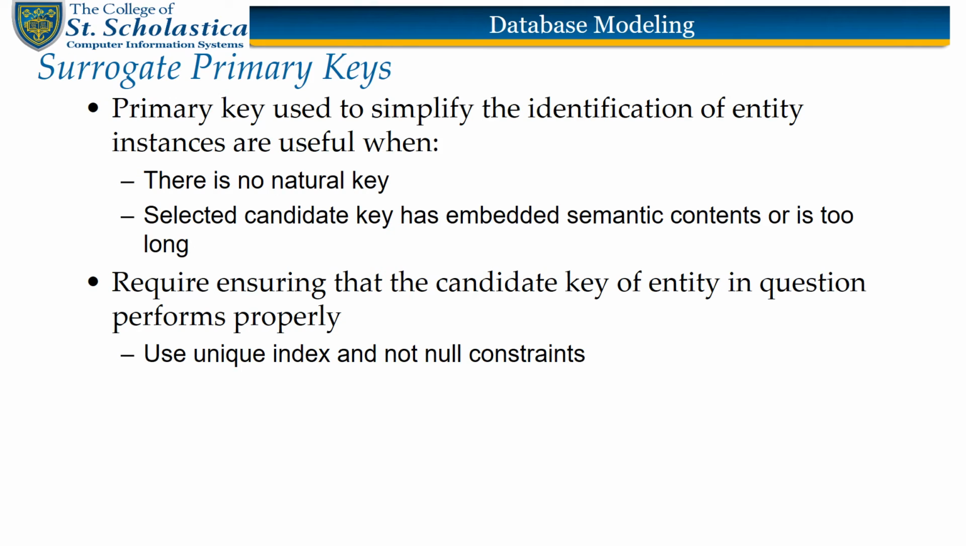In some cases, a primary key does not exist in the real world, or the existing natural key might not be a suitable primary key. In these cases, it is standard practice to create a surrogate key, which is a primary key created by the database designer to simplify the identification of entity instances. Surrogate primary keys are especially helpful when there is no natural key, when the selected candidate key has embedded semantic content, or when the selected candidate key is too long or cumbersome.